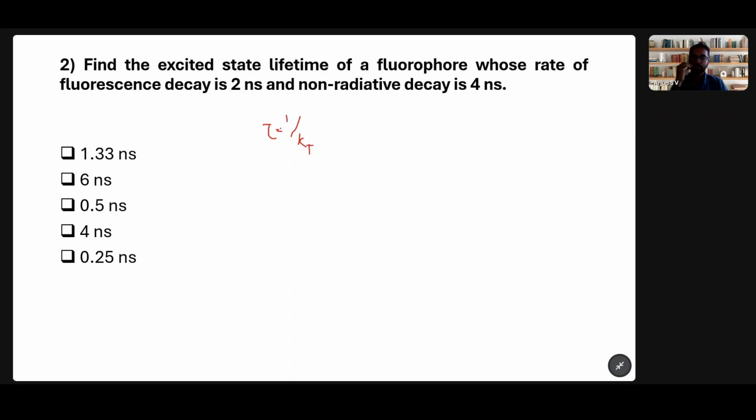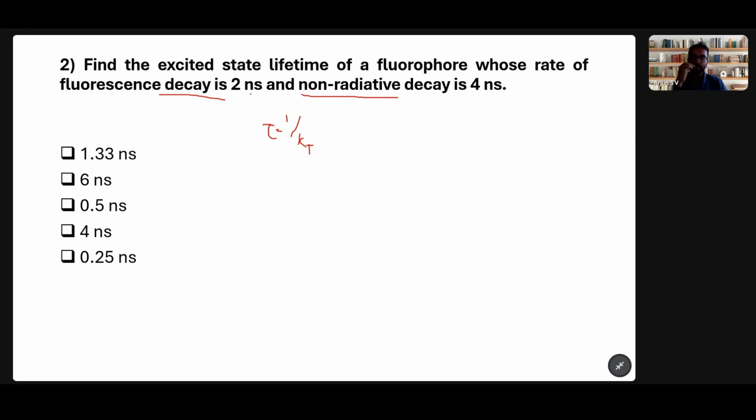So the total excited state lifetime is tau. So tau will be represented by 1 by kt. So kt is basically k total, the total rate of transition of radiative and non-radiative process. So kt will be kr plus knr. So kr is basically your fluorescence decay and knr is basically your non-fluorescence decay. You have to find the rate of both the fluorescence and non-fluorescence.